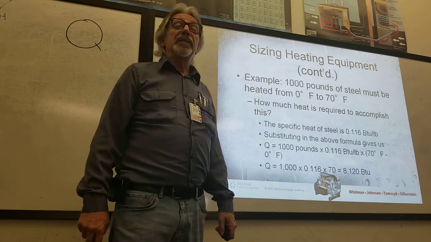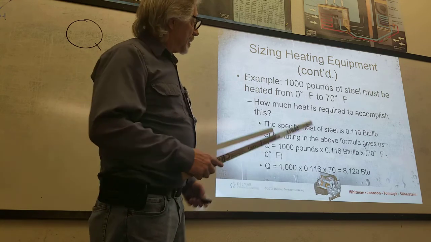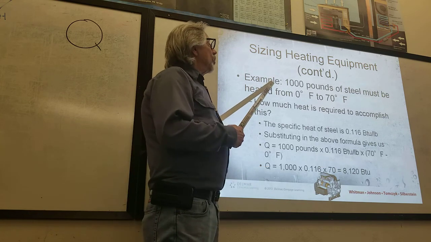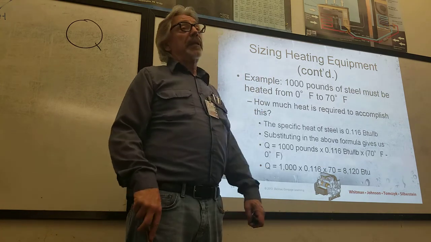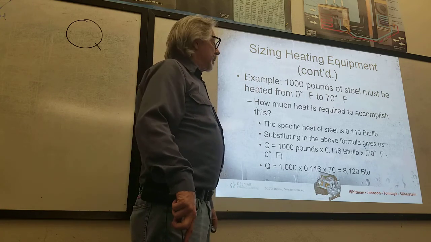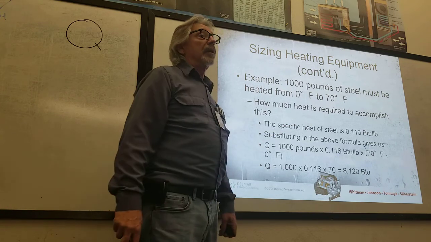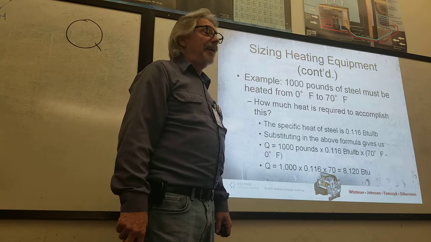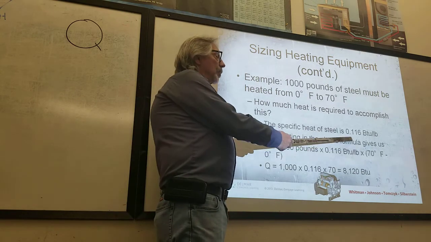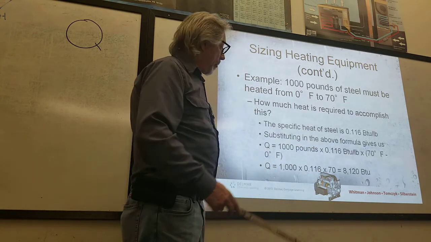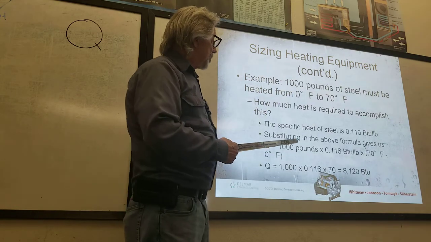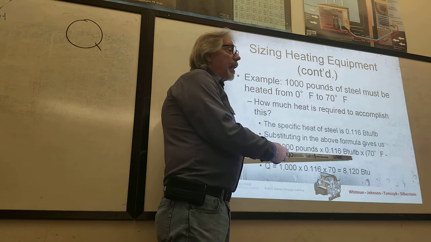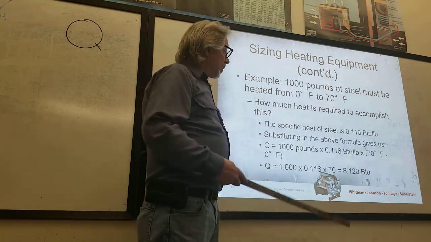Okay, so if we're gonna size heating equipment, here's an example that's pulled from the book. 1,000 pounds of steel that's gotta be heated from 0 degrees to 70 degrees. How much heat is gonna be required to accomplish that? It tells you everything right there. Specific heat of steel is 0.116. Substituting into the above formula gives you 1,000 pounds times 0.116, times how many degrees you're gonna raise it, from 0 to 70, how many degrees is that?